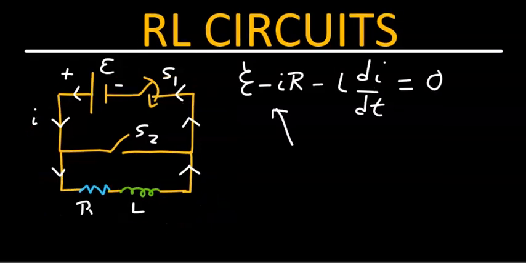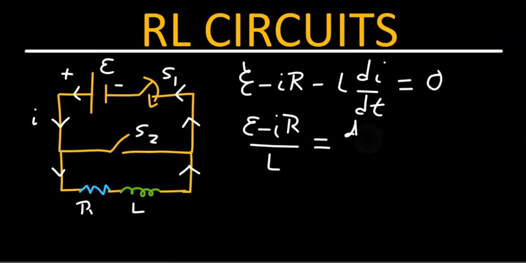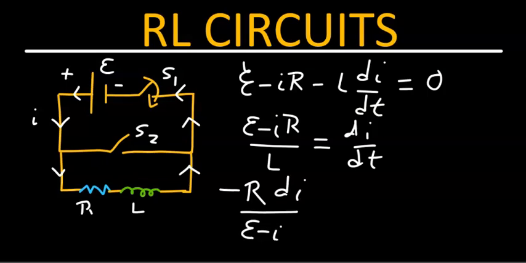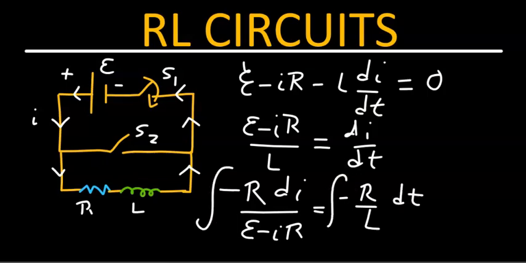Essentially, this is a differential equation in I. Let's rearrange the terms a little bit. When you do that, you get (E minus IR)/L equals di/dt, which can be further rewritten in the following manner: minus R di over (E minus IR) equals minus R over L dt. Now we can integrate this equation like that.